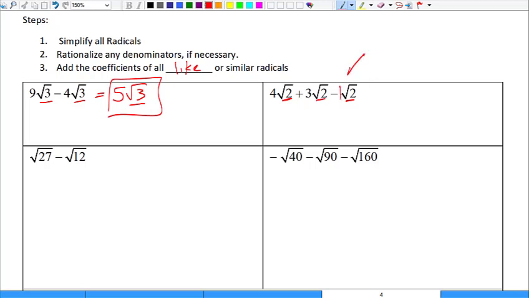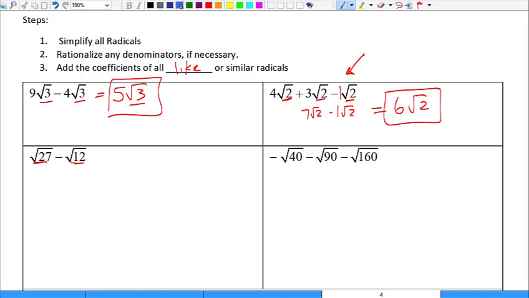Now, don't forget that the third term didn't have a coefficient, so that's an invisible coefficient of 1, just like if you have a variable like x, then the coefficient is 1 if it doesn't mention it otherwise. So 4 root 2 plus 3 root 2 is 7 root 2. And 7 root 2 minus 1 more root 2 is 6 root 2. Very simple.